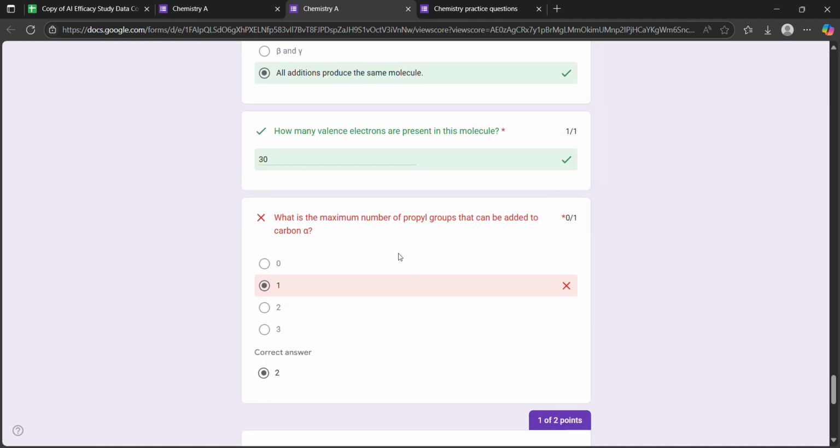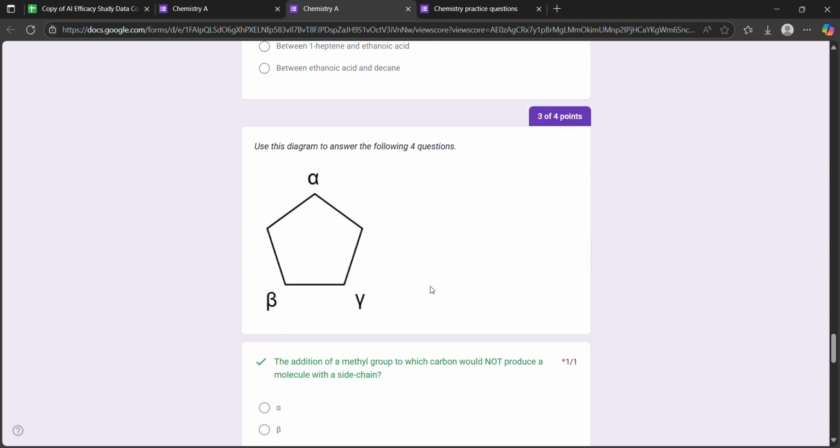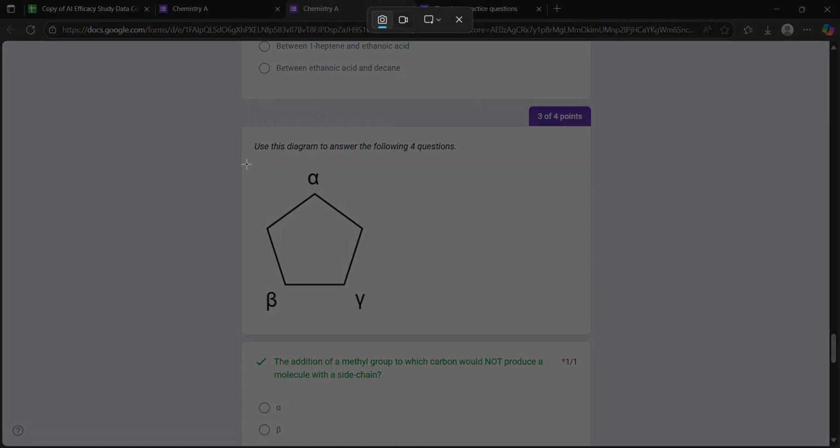Okay, what is the maximum number of propyl groups that can be added to carbon alpha? Maximum number of propyl groups that can be added to carbon alpha. So let's first Google search this image.